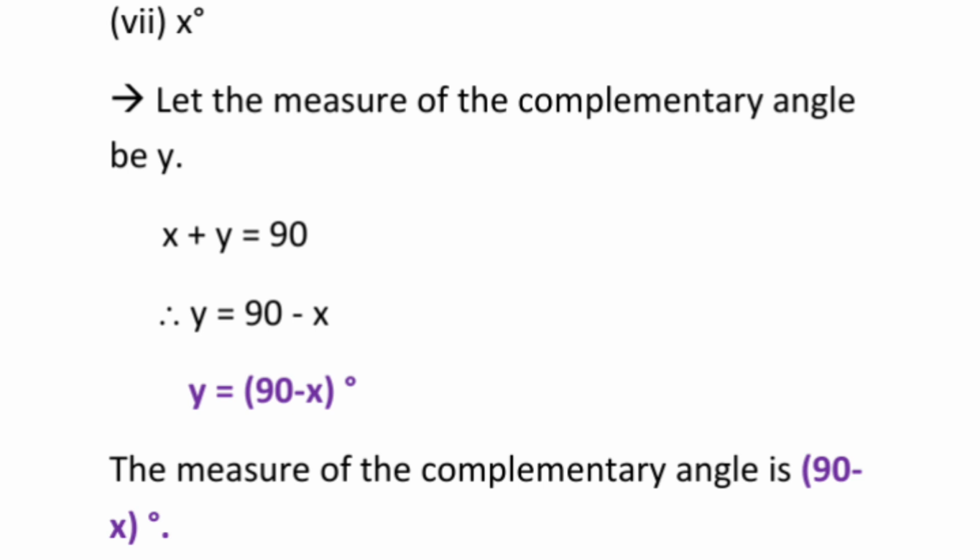Then this x and that complementary angle y, their addition should be 90. Then y is equal to 90 minus x. That x we can subtract from both the sides, or if the x is transferred to the right hand side, then y is equal to 90 minus x. So y is our complementary angle. So the measure of the complementary angle is 90 minus x degrees.